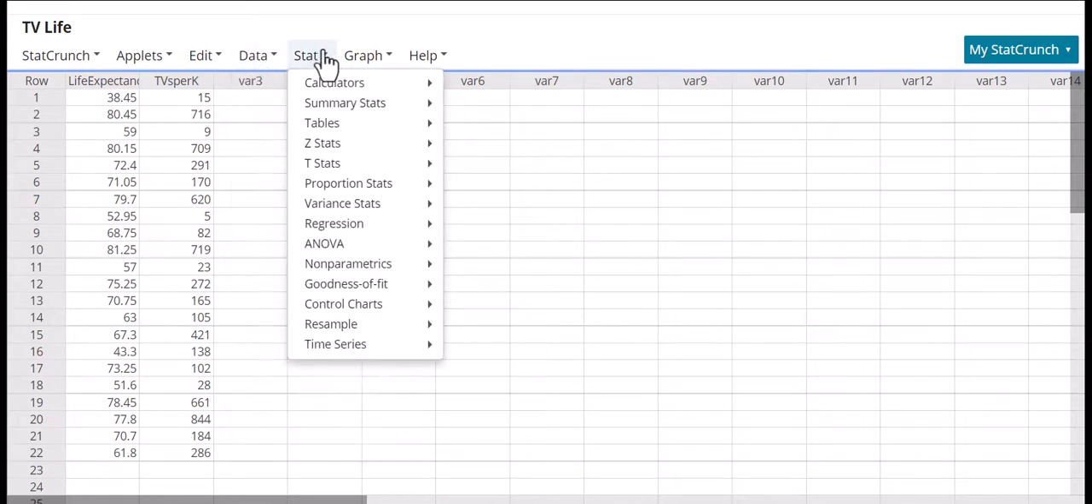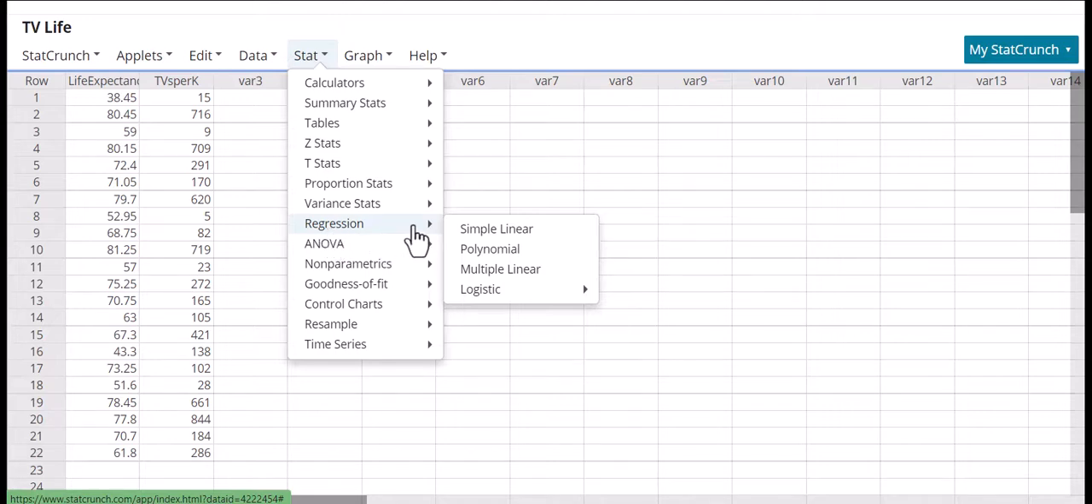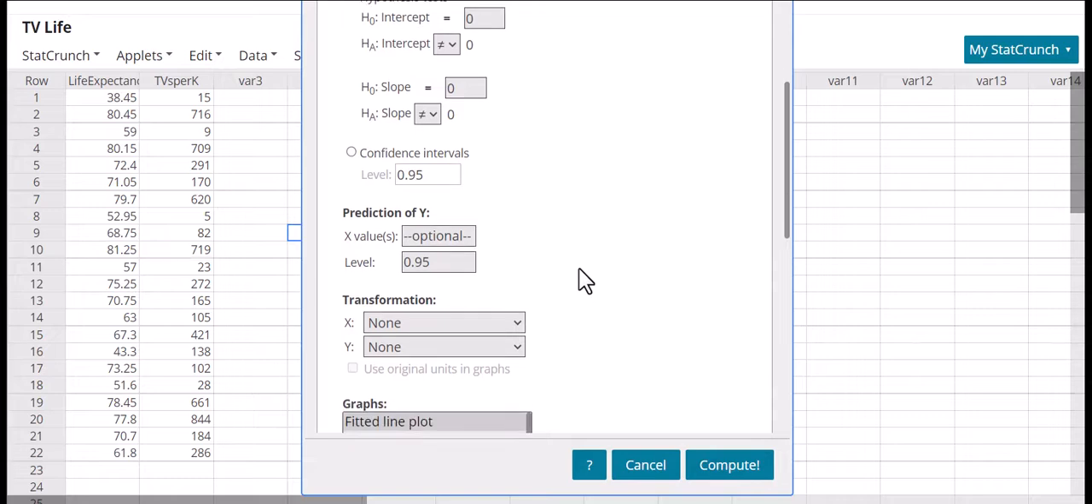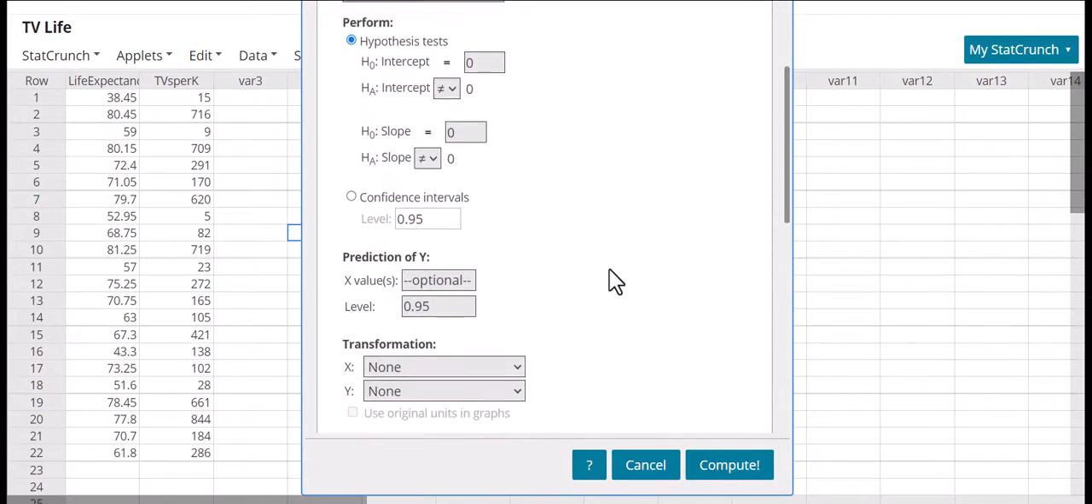So we're going to go to our menu Stat, and then find Regression. So there's Regression, and in that submenu we're going to pick Simple Linear. So click on that, and this window will pop up with the variables that we want. Our X variable is the TVs per thousand, and our Y variable is the life expectancy. Remember, we're doing life expectancy versus TVs in the household. So life expectancy is our Y. And we don't need to put much of anything. We're not doing any hypotheses or confidence intervals yet.